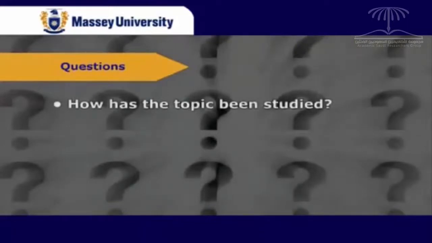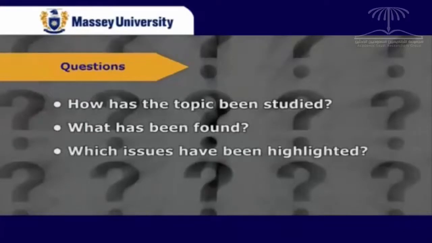This example shows us how the researcher summarized existing work. In summarizing, we answer the following general questions. How has a topic been studied? What has been found? Which issues have the different authors highlighted as a result of their work?